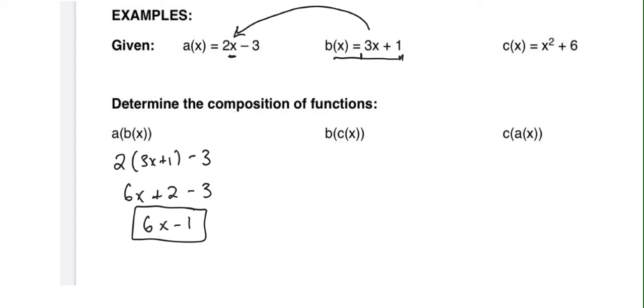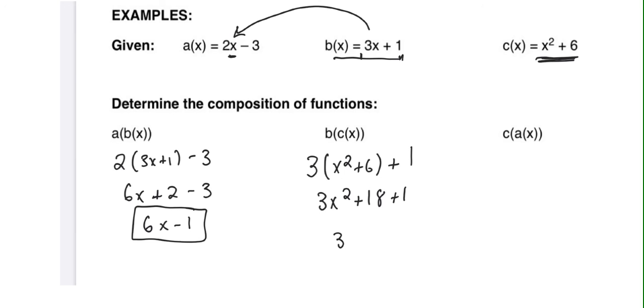Now b of c of x. So we're going to take this b of x function, that's 3x plus 1. But instead of writing x, I'm going to plug in this whole c of x function there. So x squared plus 6 for that x, and then we have plus 1. Now distribute, we get 3x squared plus 18 plus 1, or 3x squared plus 19.